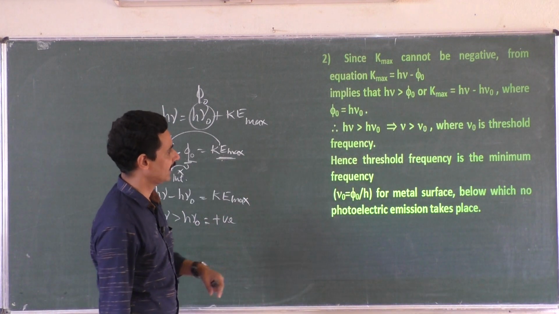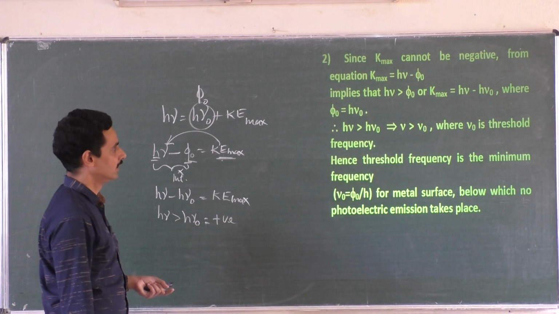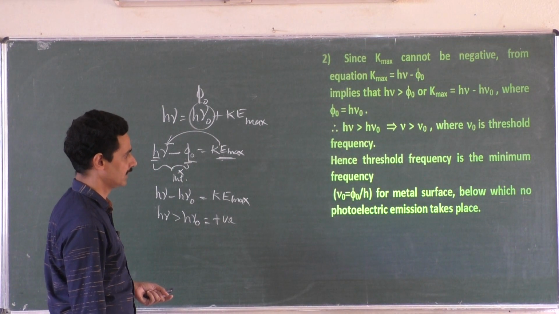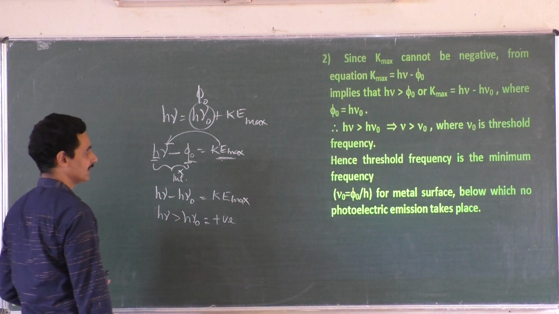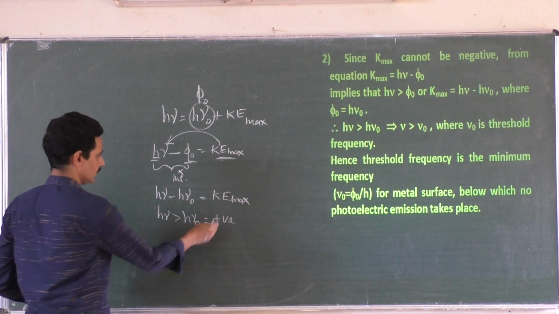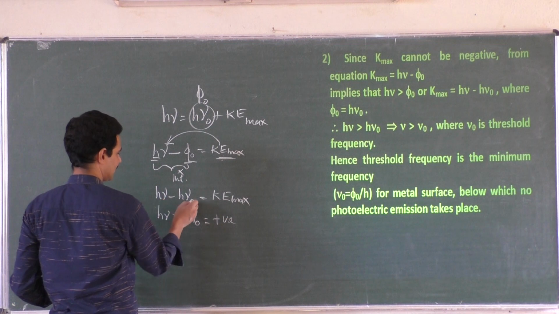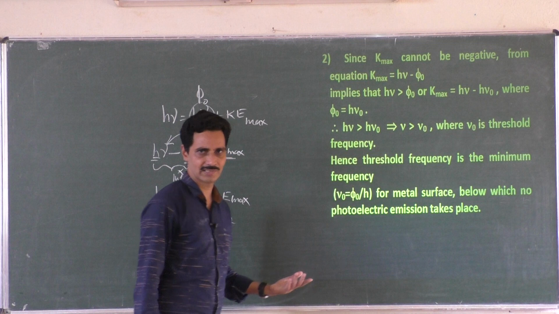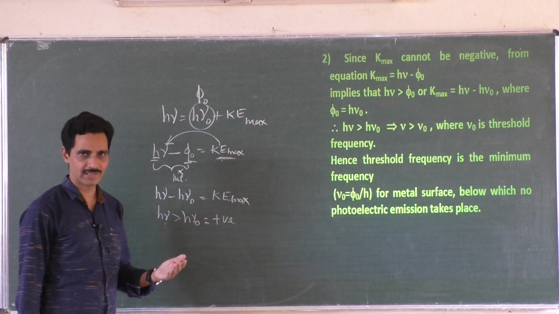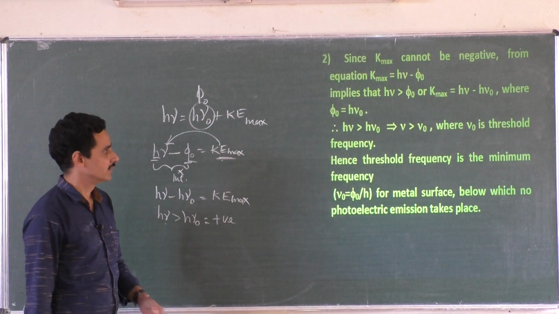You will travel then. Kinetic energy is positive. If h nu is greater than h nu naught, nu is greater than nu naught, then nu naught is the threshold frequency. Hence, threshold frequency is the minimum frequency. So they concluded like this. Kinetic energy should always be positive. If it has to be positive, this should be greater than this one. So the threshold frequency is the minimum frequency for radiation to remove the electrons. So that is the explanation.